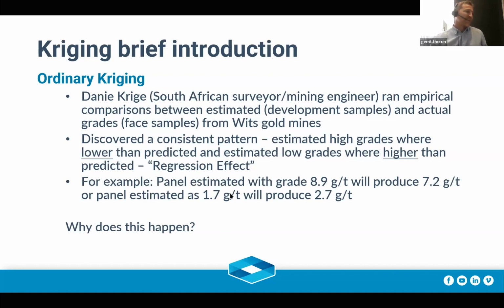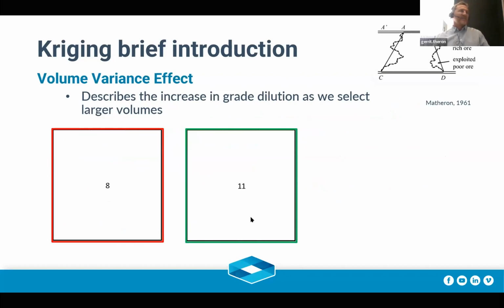So they said, how can we account for this and why does this happen? Okay, so the main reason for this happening is what they termed the volume variance effect or the regression effect. And it basically, as I think Marius demonstrated with the bucket and the teaspoon example yesterday, is the grade dilution as we select larger volumes and become less selective.